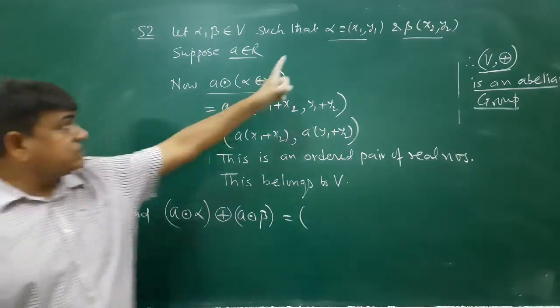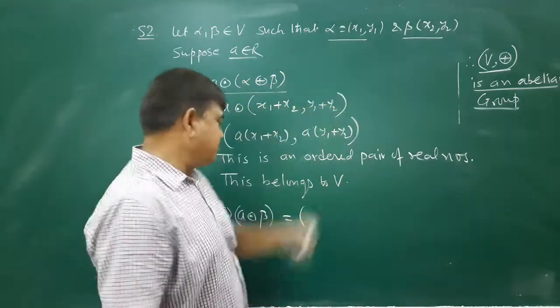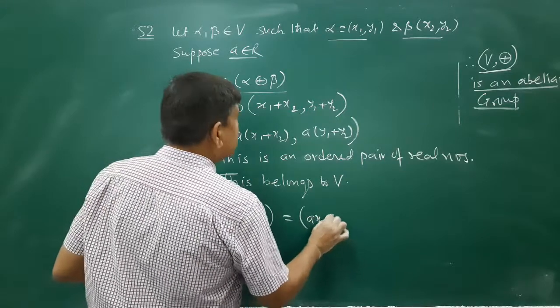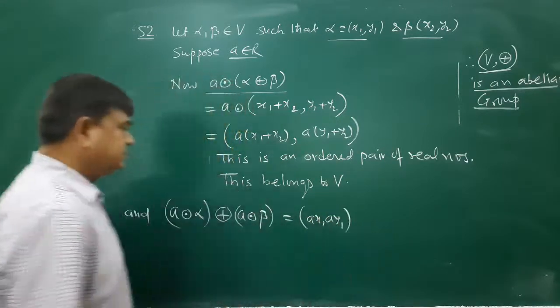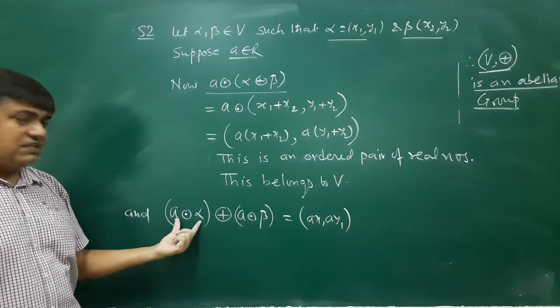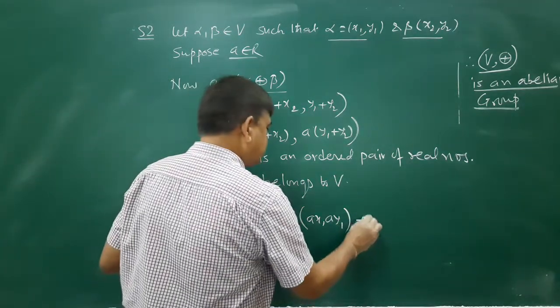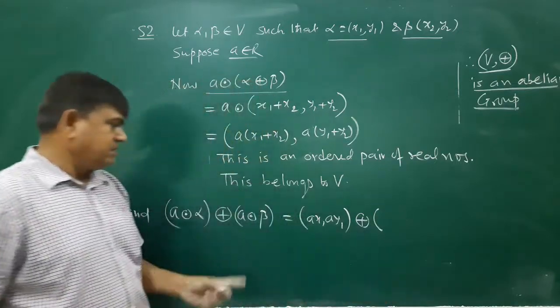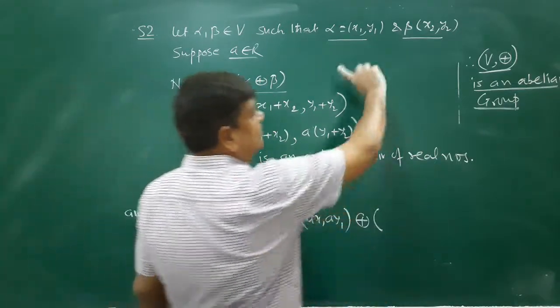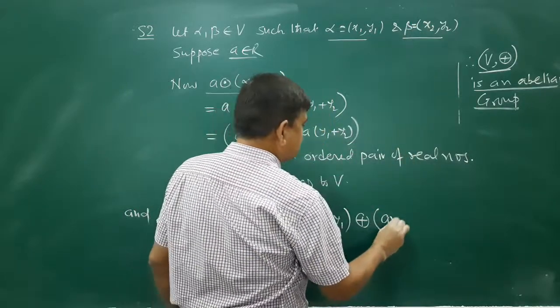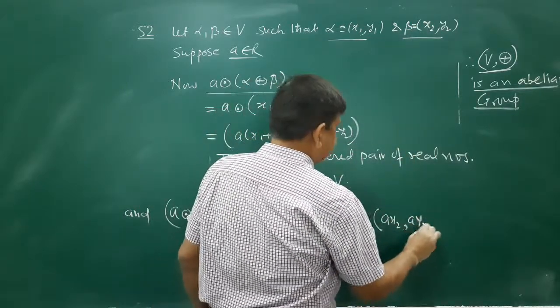Alpha is this. To multiply by the definition, it will be Ax1 and Ay1. You people know that. Then this symbol is addition. A beta, so ordinary multiplication: Ax2 and Ay2.